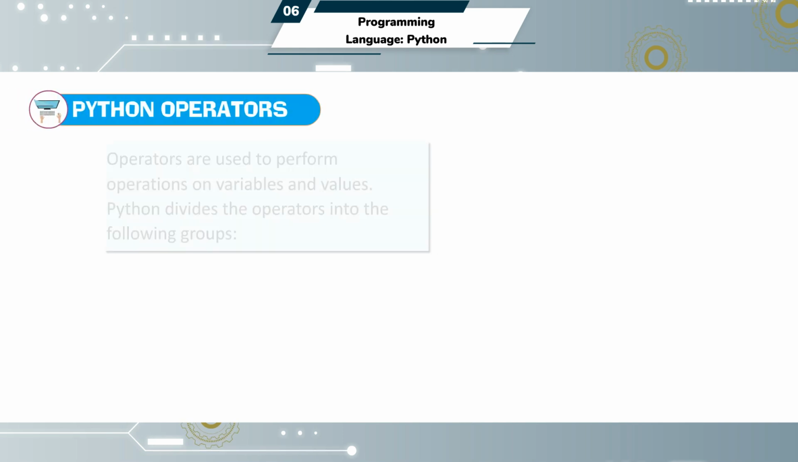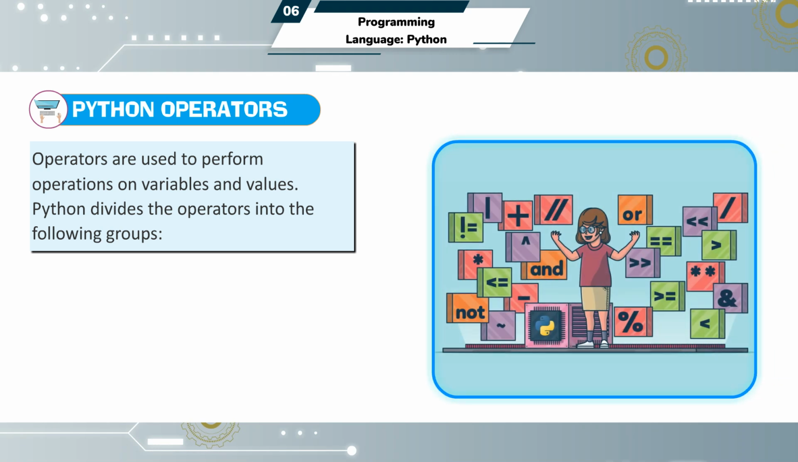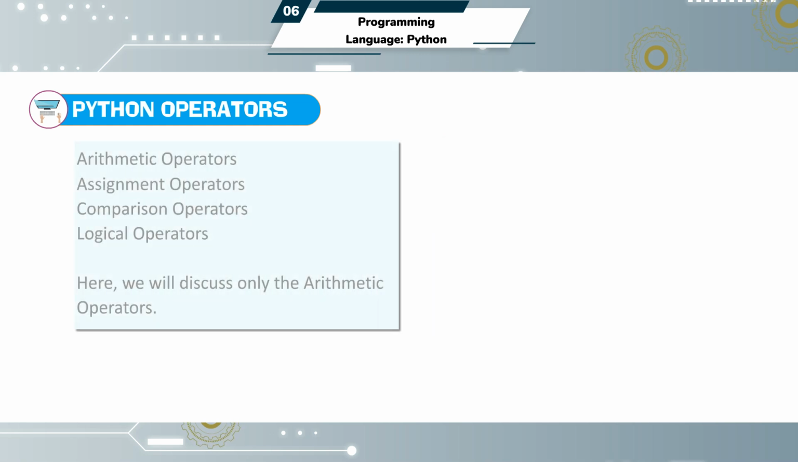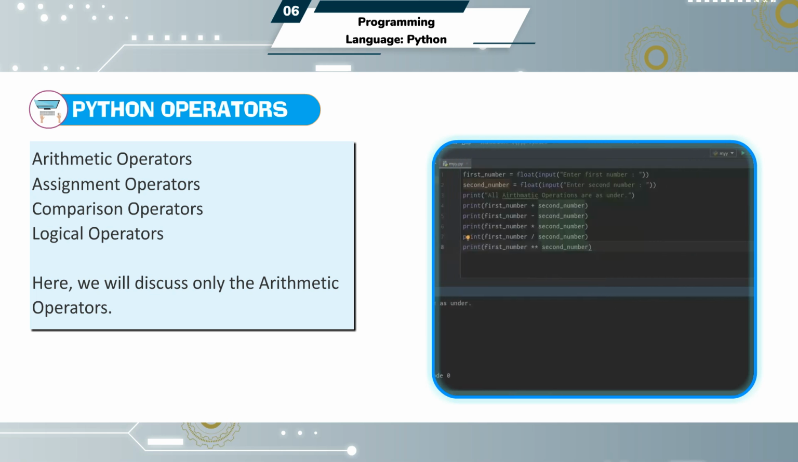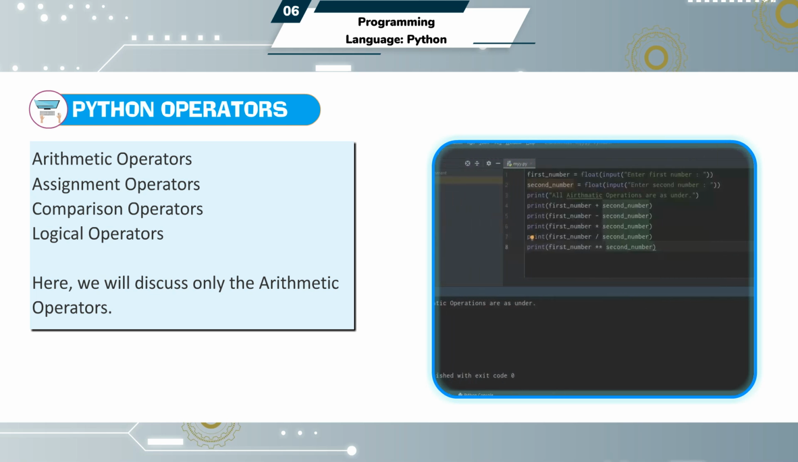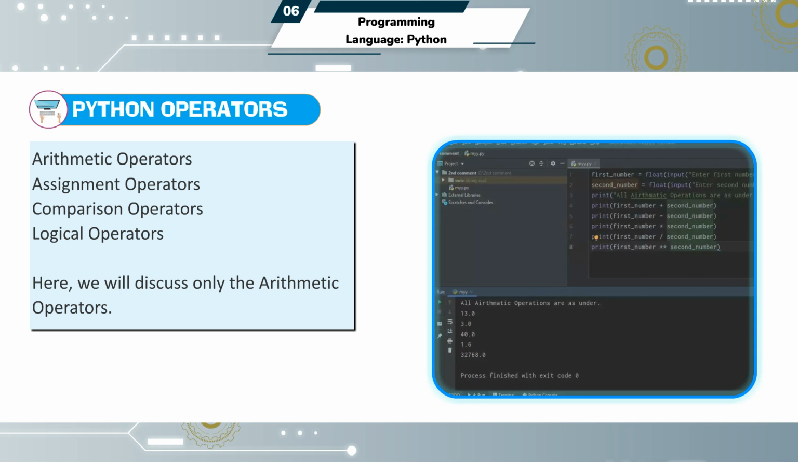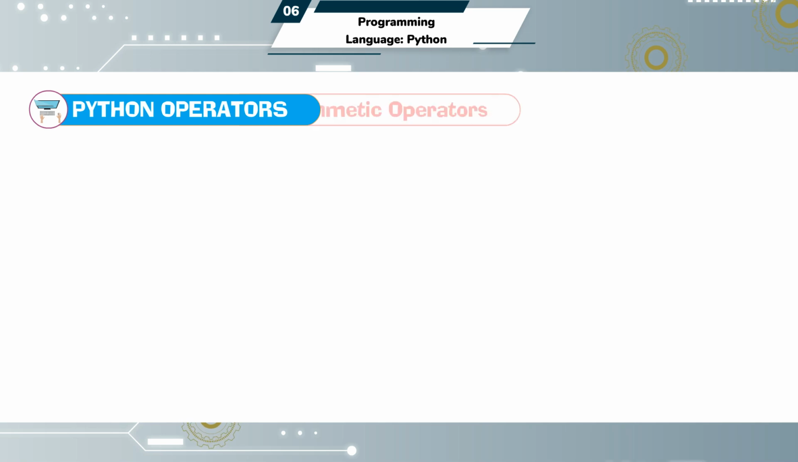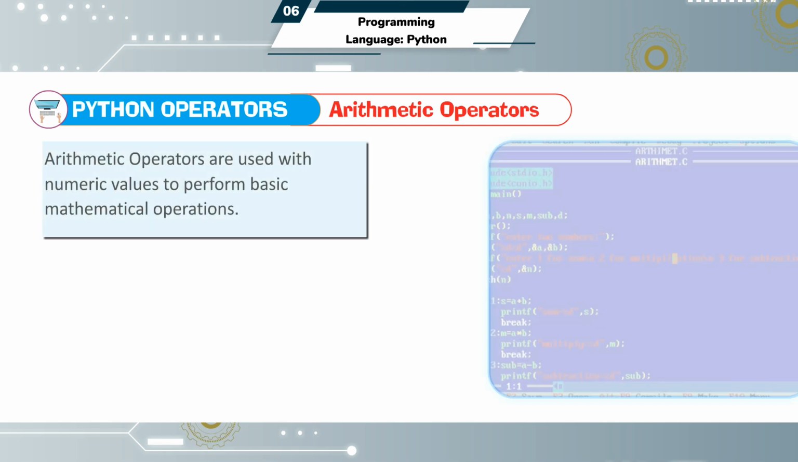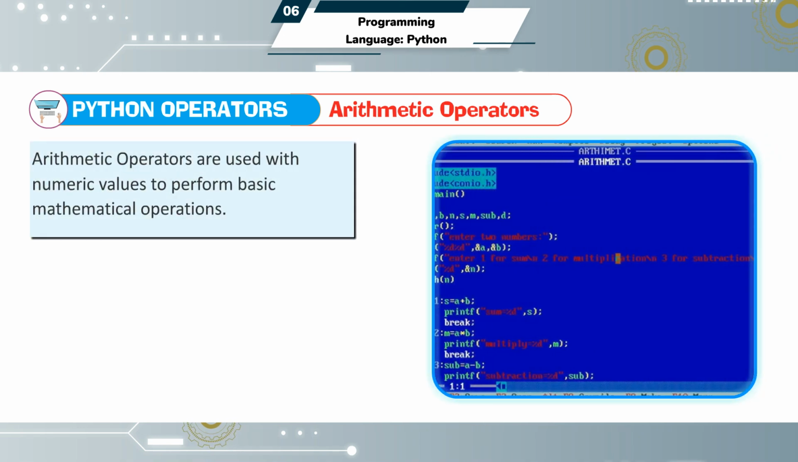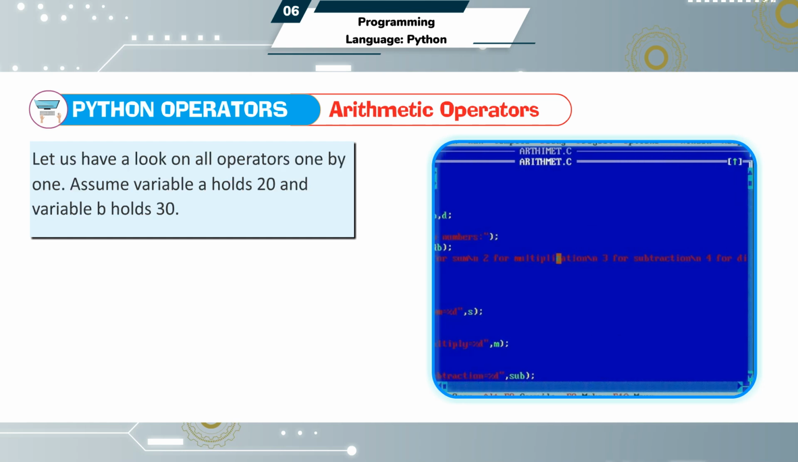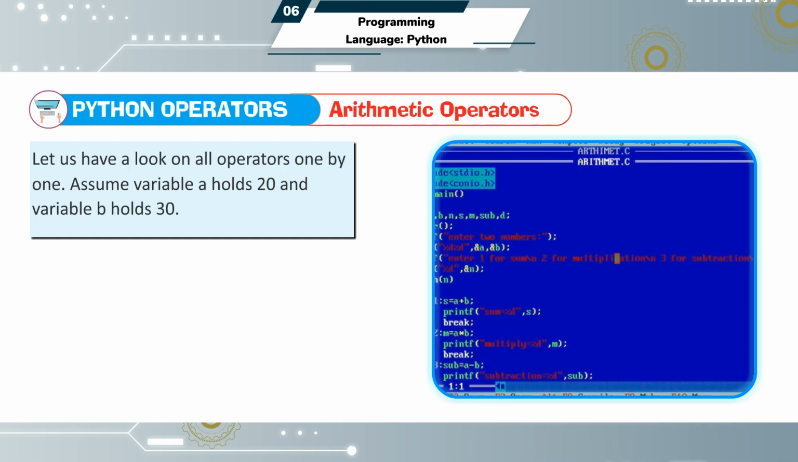Python operators. Operators are used to perform operations on variables and values. Python divides the operators into the following groups: arithmetic operators, assignment operators, comparison operators, logical operators. Here we will discuss only the arithmetic operators. Arithmetic operators are used with numeric values to perform basic mathematical operations. Let us have a look at all operators one by one.